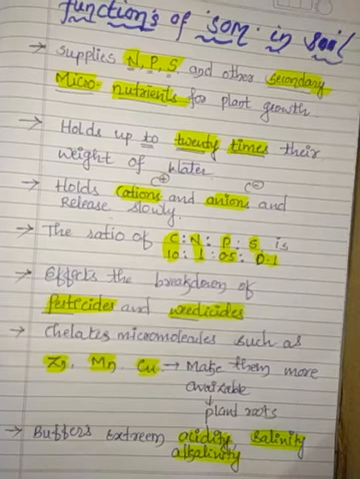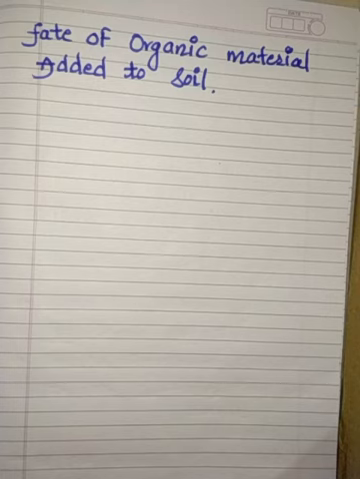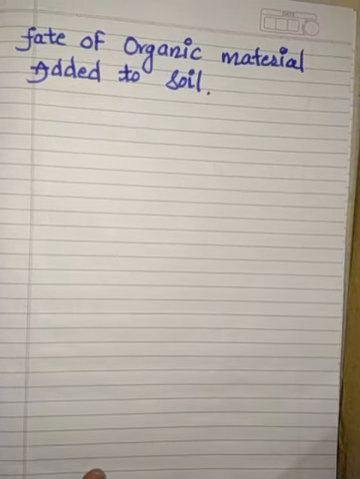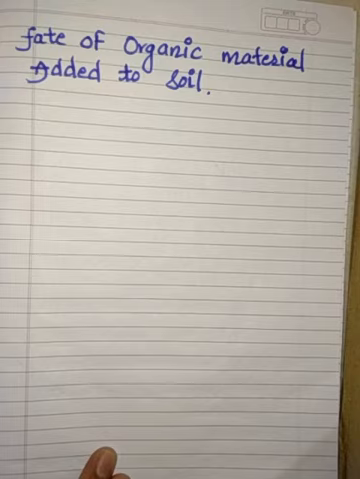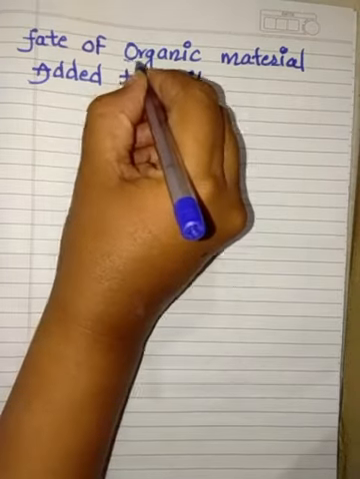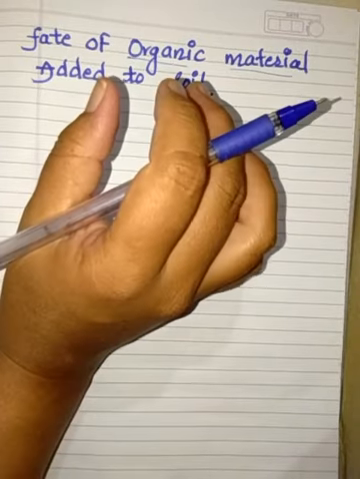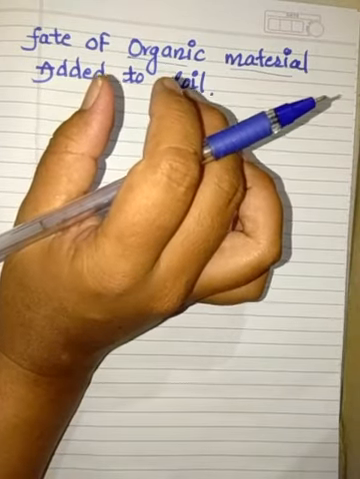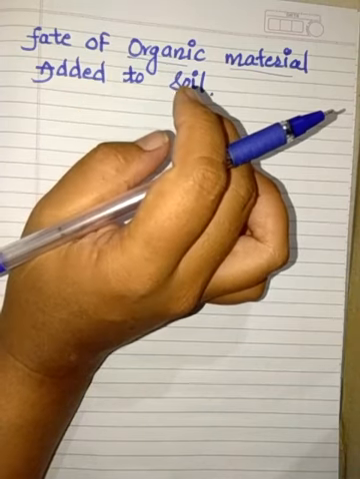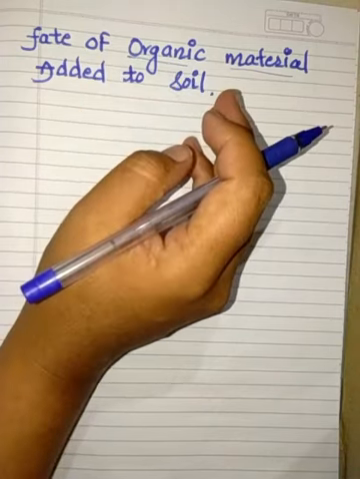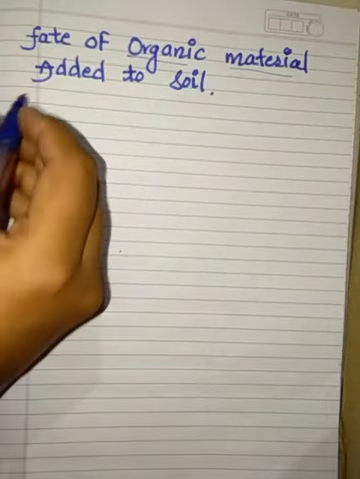So let's start the next part of our topic, fate of organic material added to the soil. The organic material which is added to the soil makes the soil better and better in nature. So how it is added and what happens, we will see one by one.